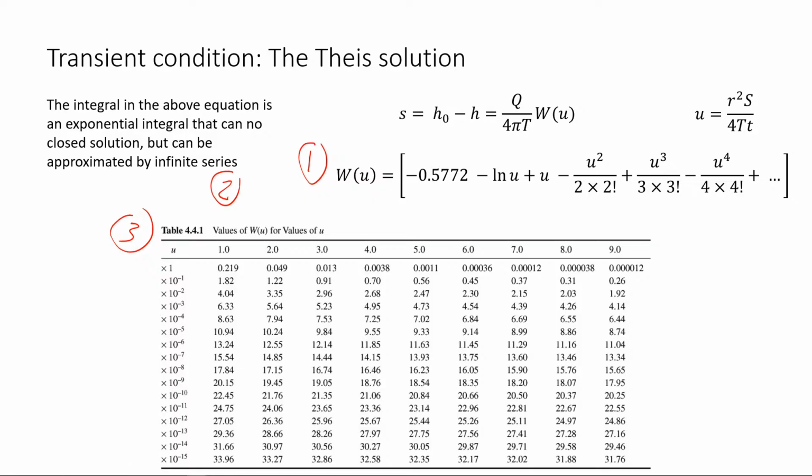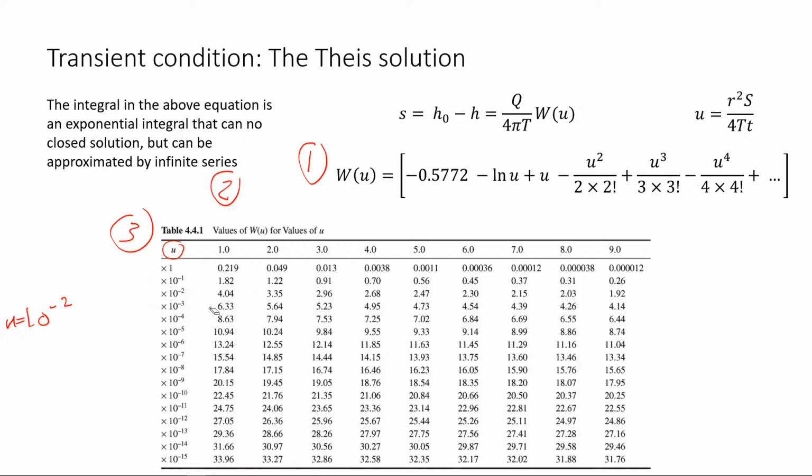So this table shows you the U value, not the 1 over U as in the figure. Let's say my U value is 10 to the power minus 2. Like I calculated my U value and I found it 10 to the power minus 2. So you go here to 10 to the power minus 2, and then that would be your W.